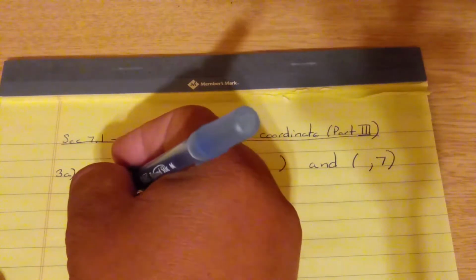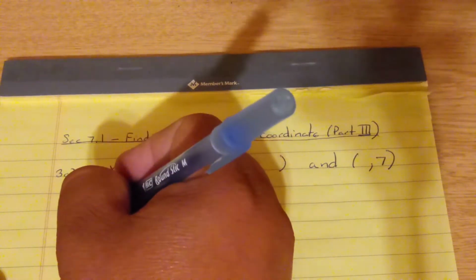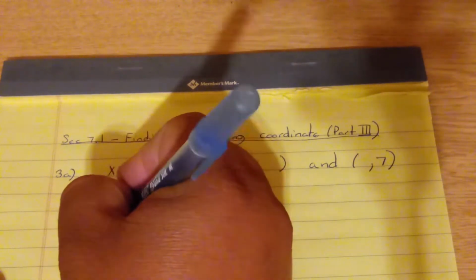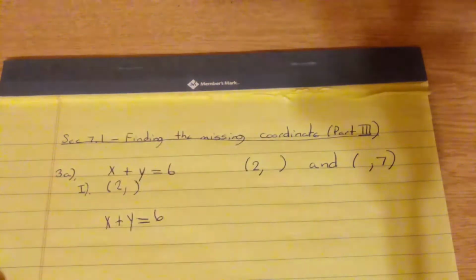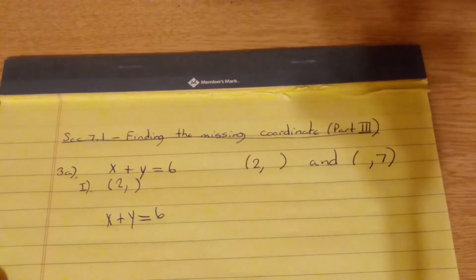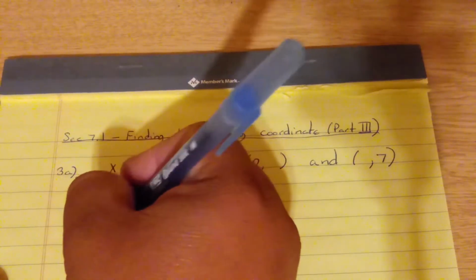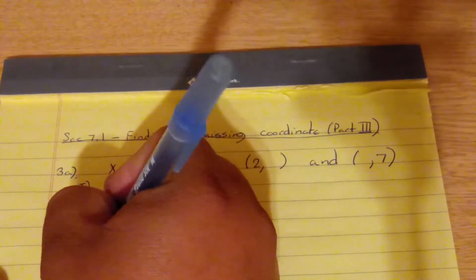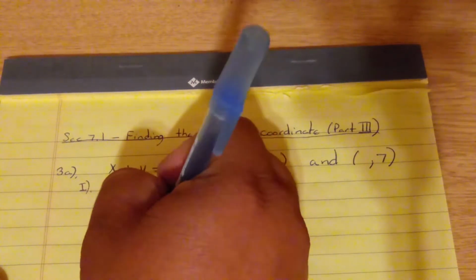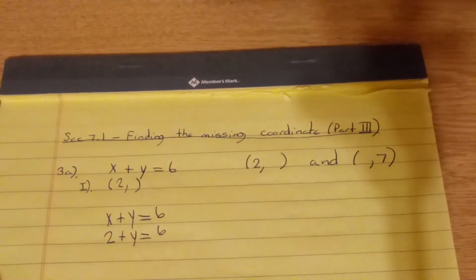So we're going to substitute the 2 in there for x. And it's always a good idea to start off with the original equation. In this case, it's x plus y equals 6. So we know where it starts from. We're substituting the 2 in there for x. And then we go ahead and solve for y. Well, this should be easy for you. We already did solving equations.